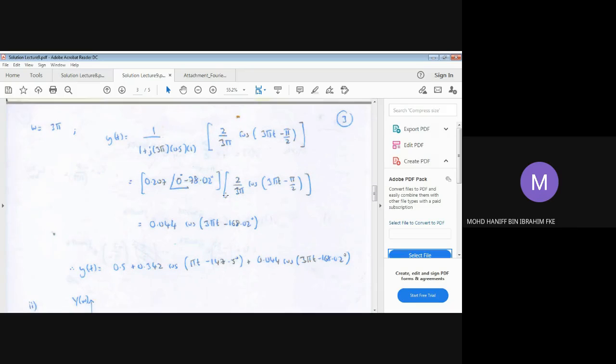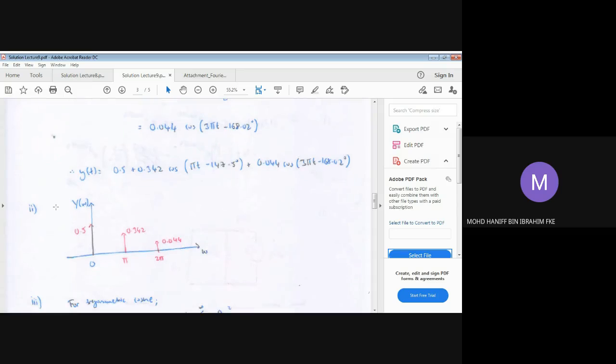No. Okay, this is followed by spectrum number 2. Since we have the yt, you have the amplitude and the phase spectrum. But since the question asks us to just sketch the amplitude spectrum, that should be the case. The spectrum is 0.5 at 0, 0.342 at pi frequencies, and 0.044 at 3 pi frequencies.